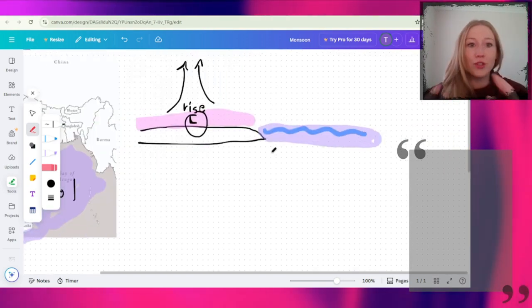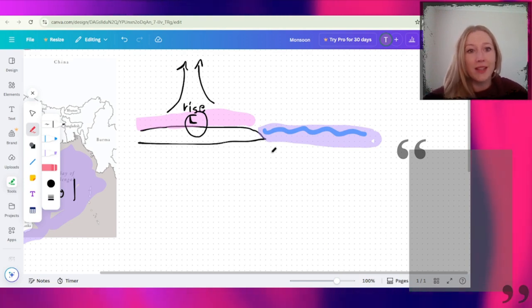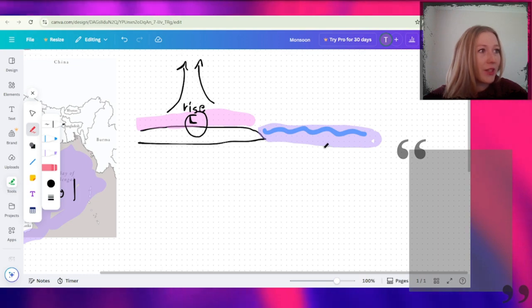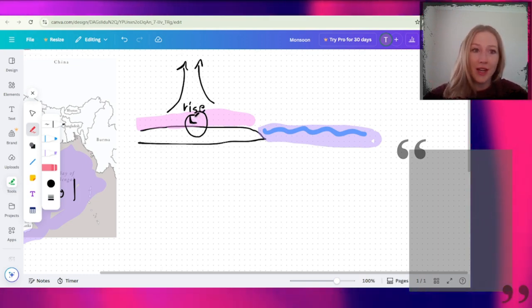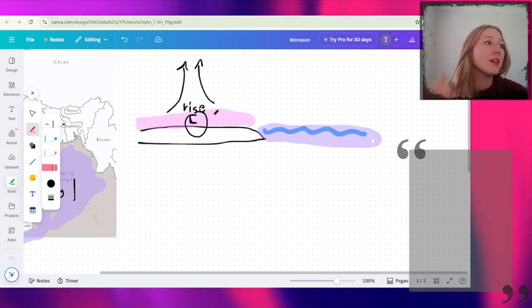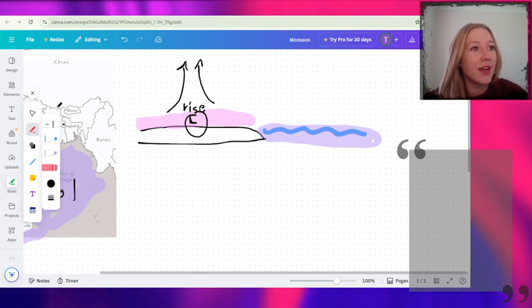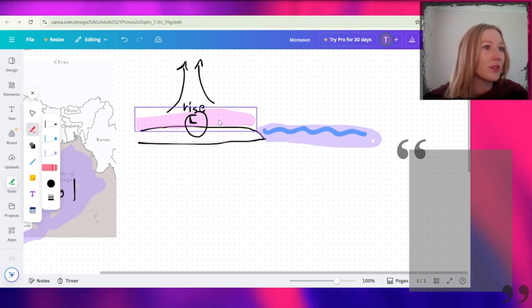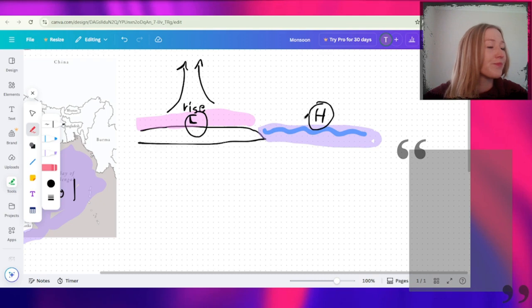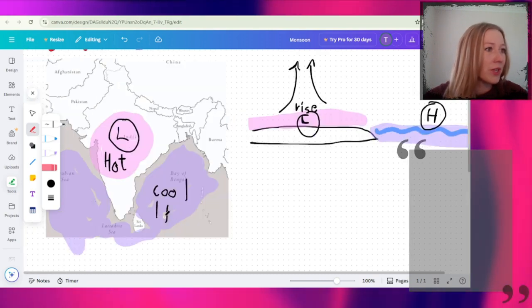And then because it's cooler, it will actually develop a slight high pressure. This area is cooler than this area. This area, because it's warm, the hot air rises, it forms a low pressure. And then over here, we have a high pressure that develops. So let's draw that in. Here we go. Over here as well. I think I'm drawing it in the right place.